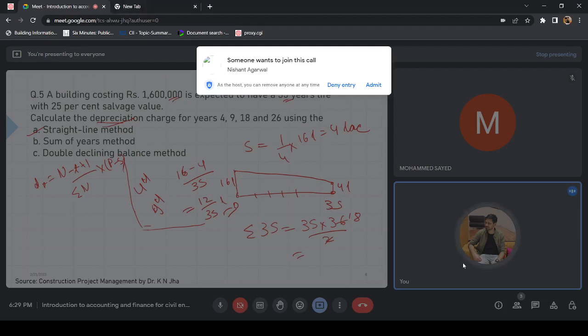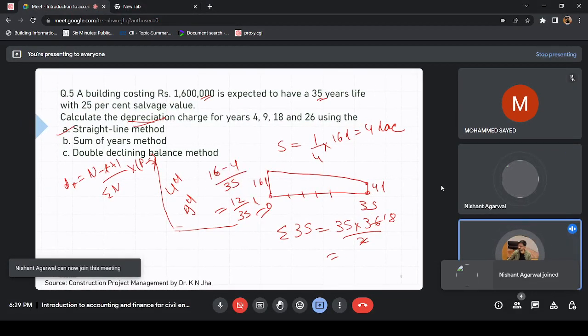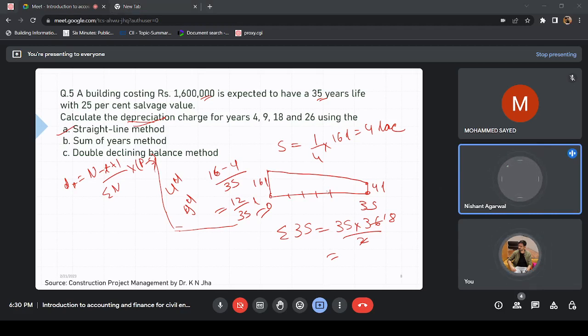Just let me grab the calculator, and someone wants to join. Okay, do you have a calculator at hand? Can you help me in completing these values? Yeah, guys, do you have the calculator? Yeah, so can you please help me in filling these values? Sure.